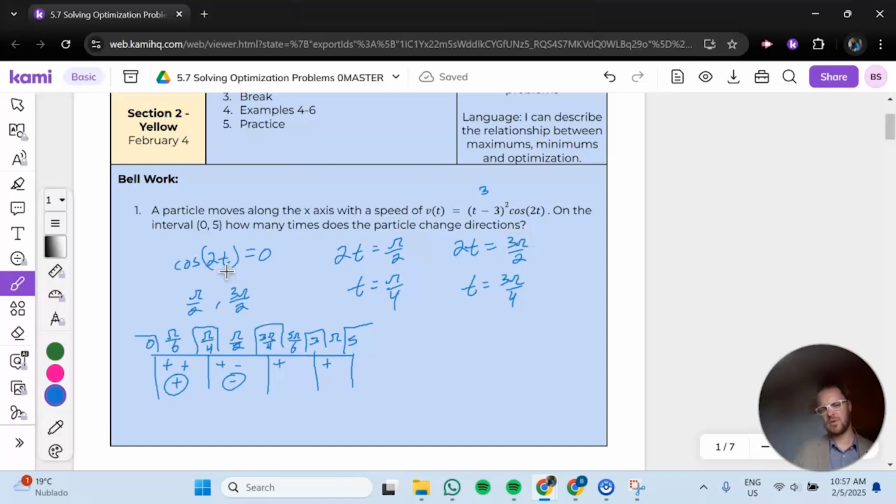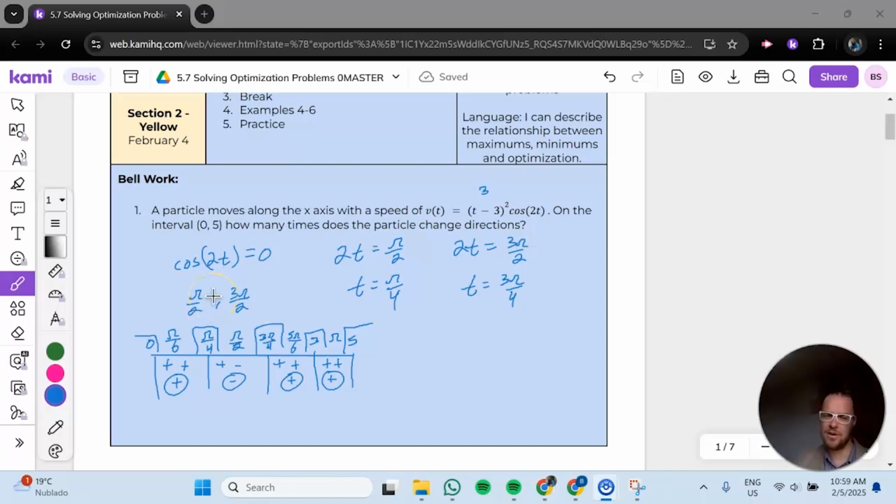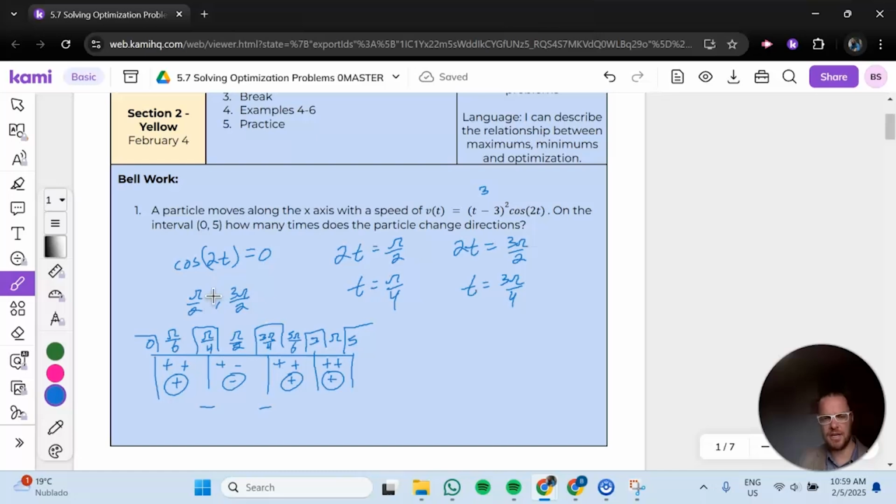5 pi over 6 gives cosine of 5 pi over 3, and that's going to be positive because that's in quadrant 4. And then cosine of 2 pi is 1, so it's going to be positive as well. The last thing is just to check where it actually changed signs. Here we've got a change in signs, and here. So when we're looking at how many times the particle changed directions, it changed twice.